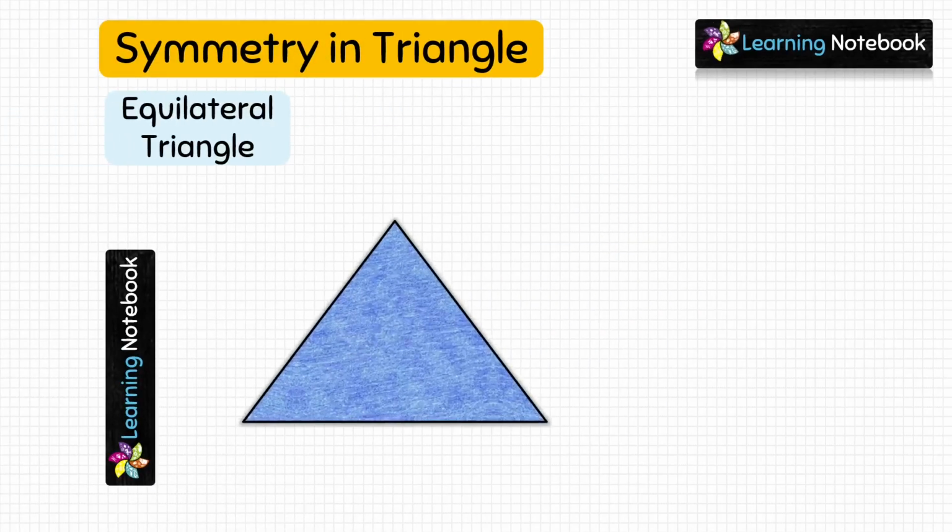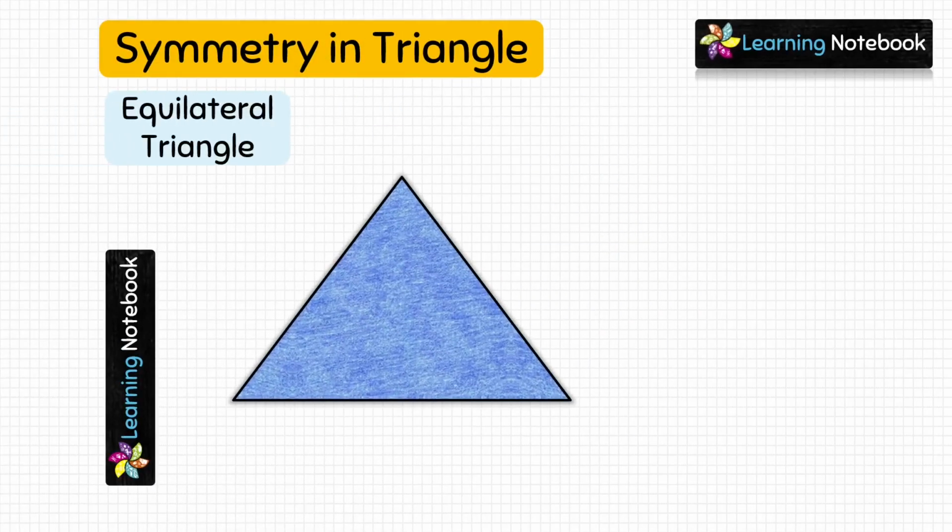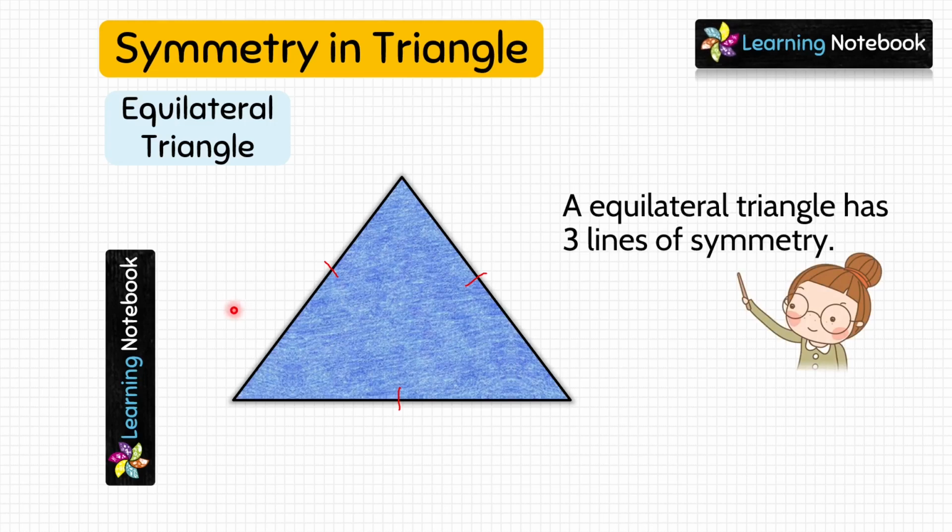Now, let's learn symmetry in equilateral triangle. An equilateral triangle is a triangle whose all three sides are equal. All these three sides are equal in an equilateral triangle. An equilateral triangle has three lines of symmetry as shown here. So these are the three lines of symmetry in an equilateral triangle.